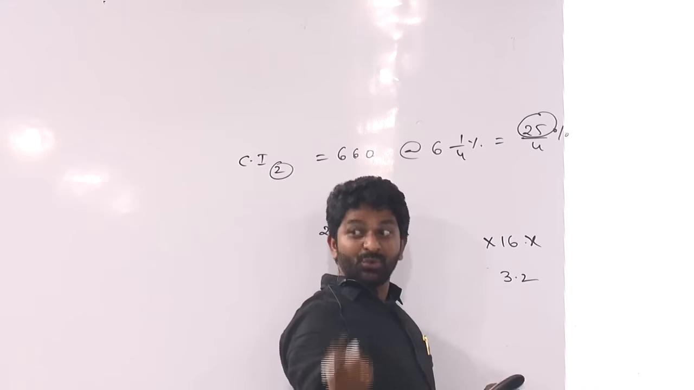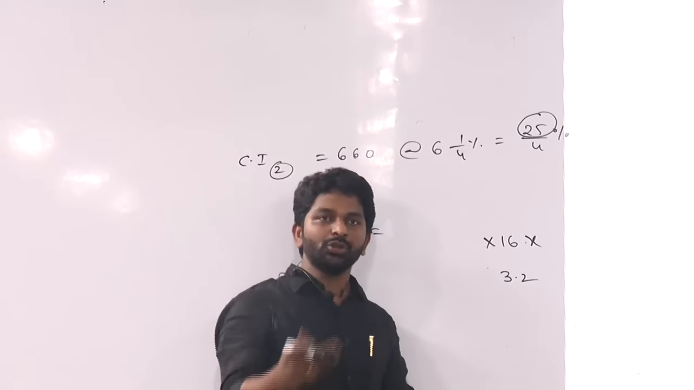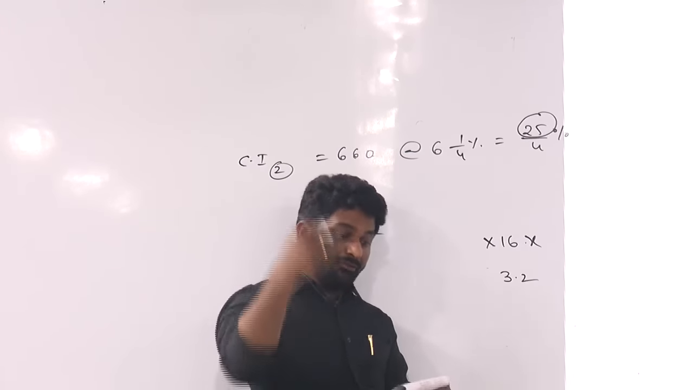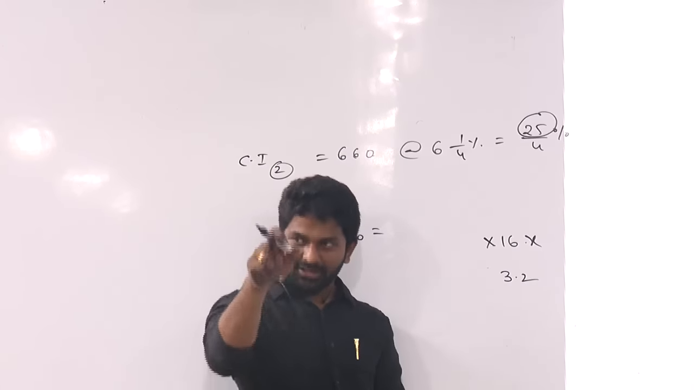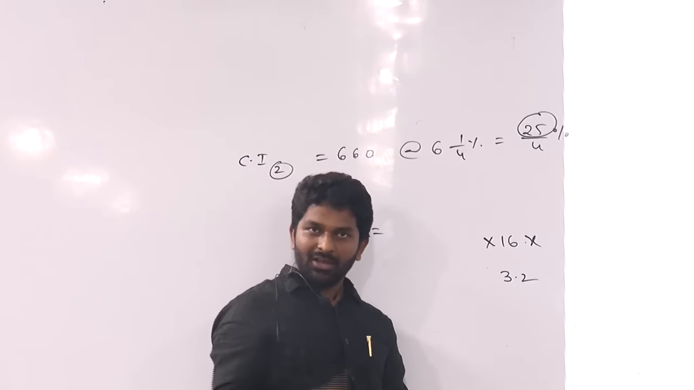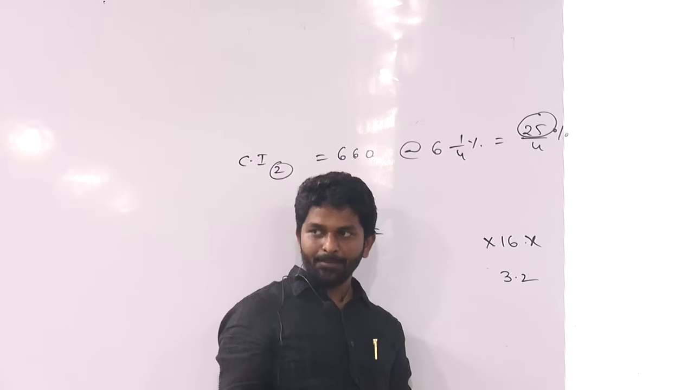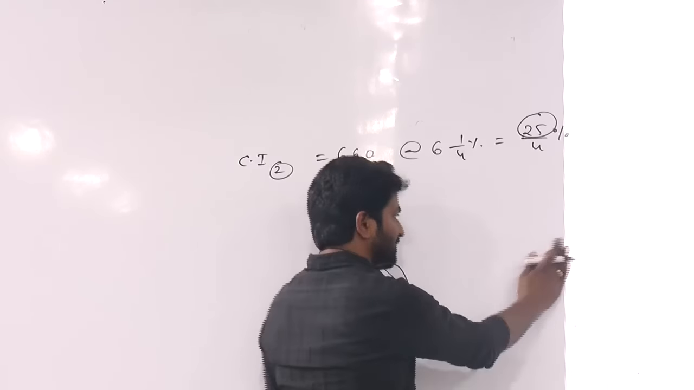1024, which is 32 square. 2 to the power 10, 32 square, which is a multiple of 32. Fifth option, 640. That is also a multiple of 32. Either your answer must be the first number or the fifth number. Okay? Let me take the first number.